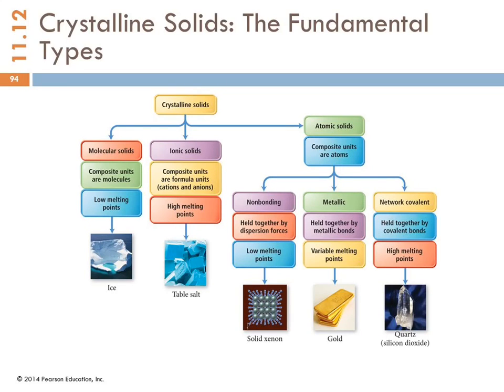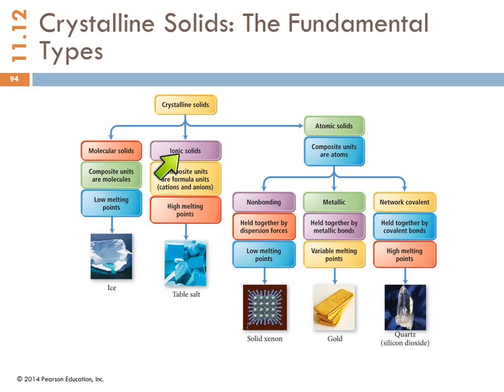These are the fundamental types of crystalline solids, and some of these we've gone over before. We can have molecular solids. They have individual units that are molecules. They generally have low melting points. Why do molecular solids have low melting points? The intermolecular forces between those molecules are relatively weak because you've got molecules.